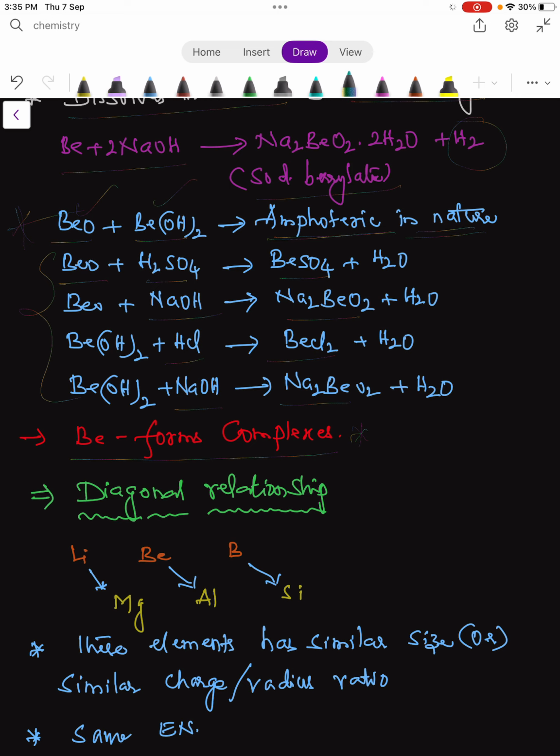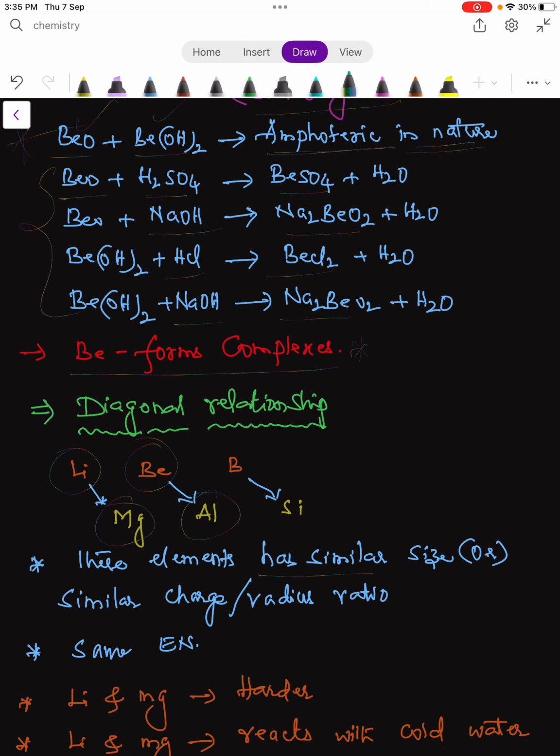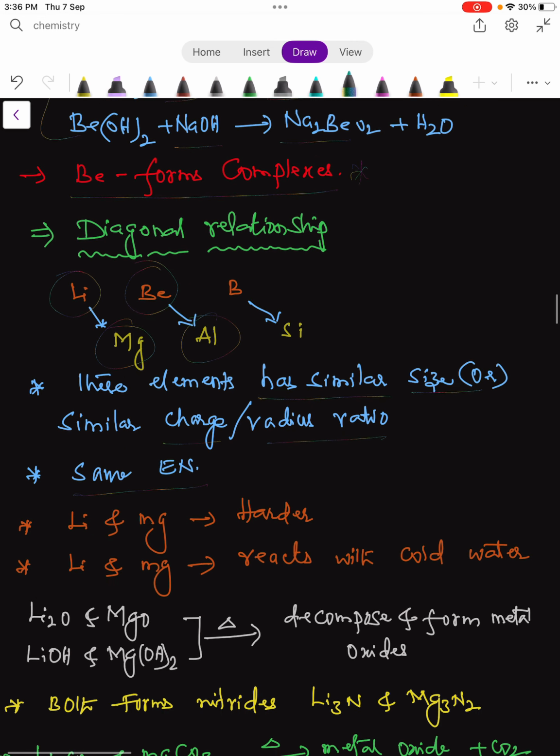Diagonal relationship, yes, 1A group and 2A group elements. If we consider the first elements in 1A and 2A groups, that is lithium and beryllium, they show diagonal relationship. Lithium shows diagonal properties with magnesium, and beryllium shows diagonal properties with aluminium. So these elements have similar size, similar charge or radius ratio, and the same electronegativity. That's why they are showing the diagonal relationship.